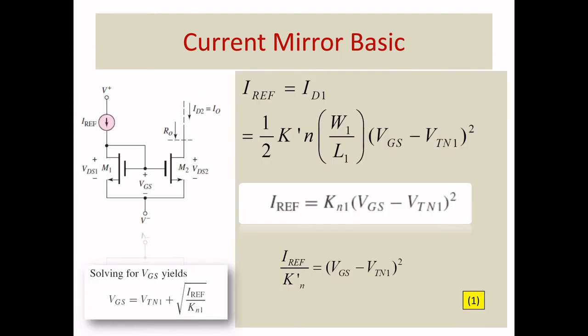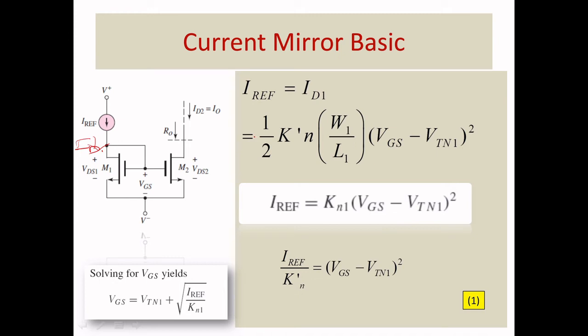Very important: IREF equal to ID1, as I said clearly, because the same current will come here. Because the gate current is 0, IREF is equal to ID1. What is the equation for ID1? 1 by 2 K dash N W by L, with subscript 1 because I am writing for the M1 transistor, VGS minus VTN whole square.